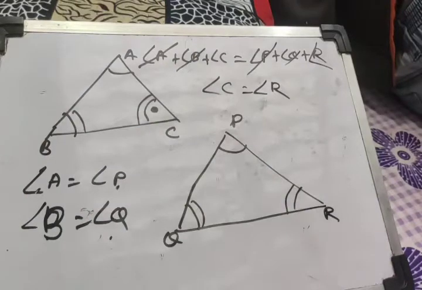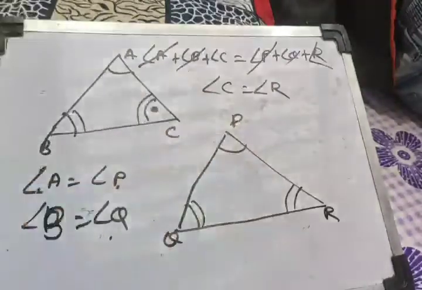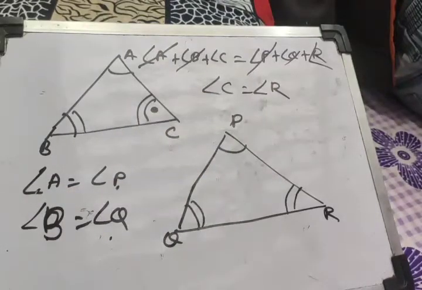But that is not true when we are comparing two triangles and their corresponding sides. If two sides of a triangle are equal to another two sides of a triangle, then the third side may be equal or may not be equal. Next topic is congruency of triangles.